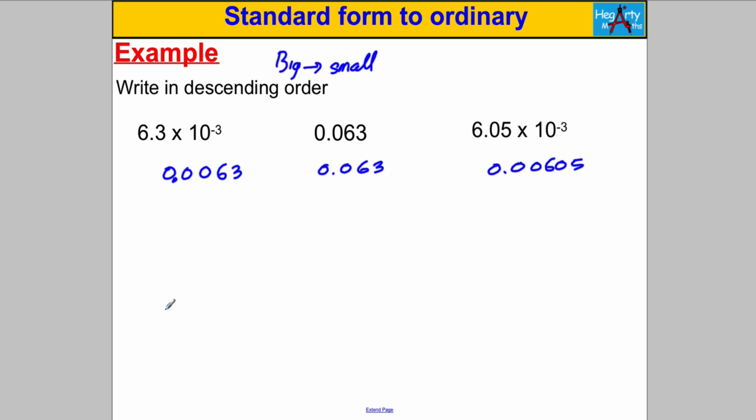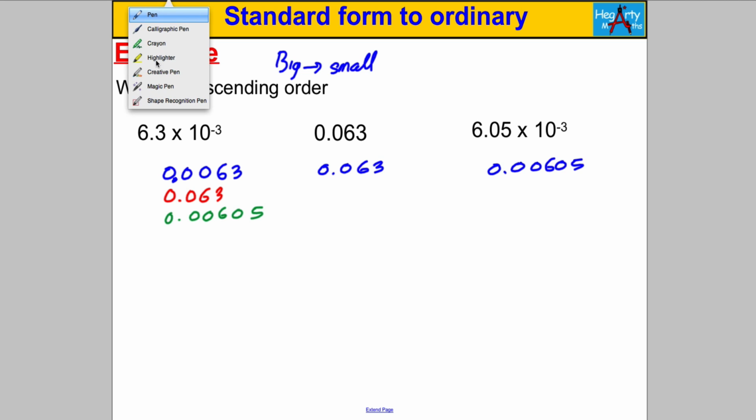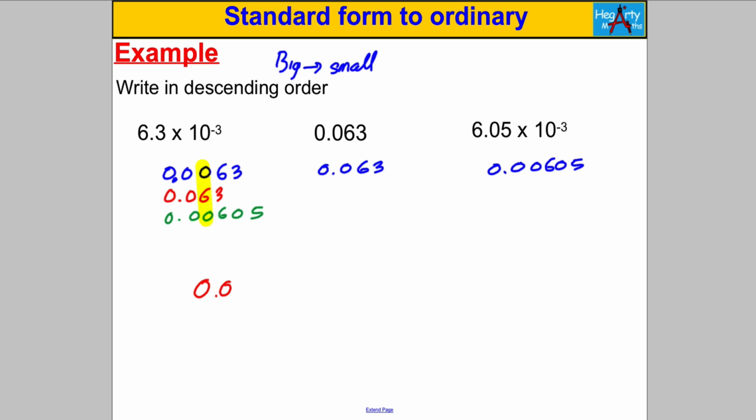Now if you're trying to compare them, it's easy with decimals to write them on top of each other, so I'm going to write this one underneath, 0.063, and I'm going to write this one underneath that, 0.000605. Now comparing the columns, you can clearly see that the red one's the biggest because it's got 6 hundredths and the other two don't. So the biggest one is certainly 0.063, that one which we've done.